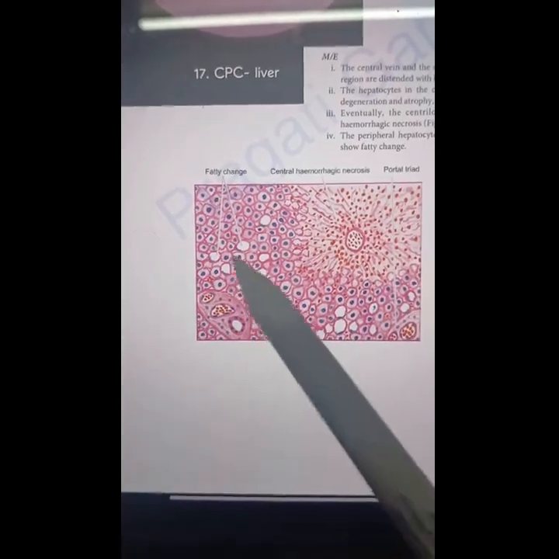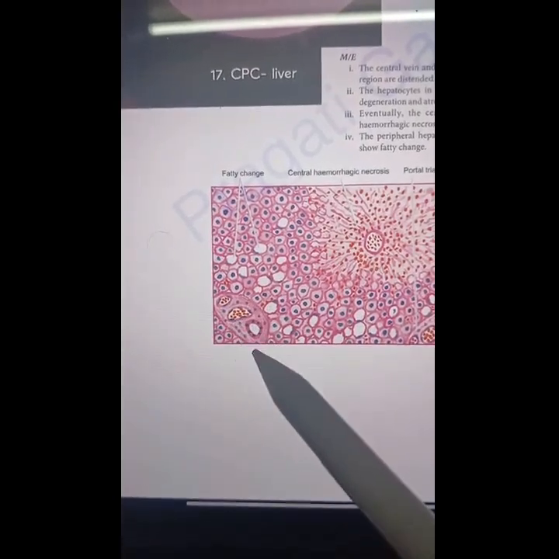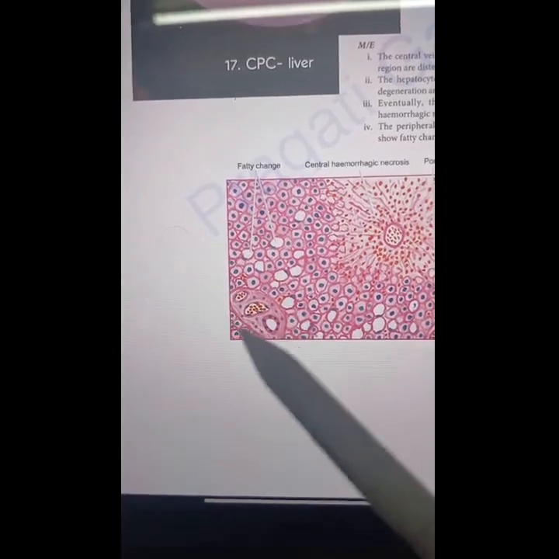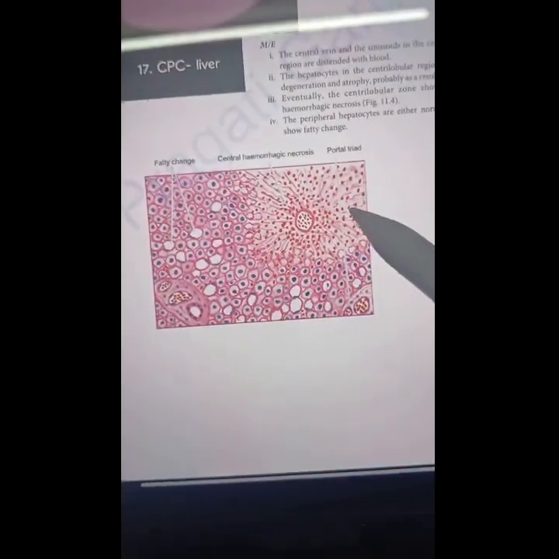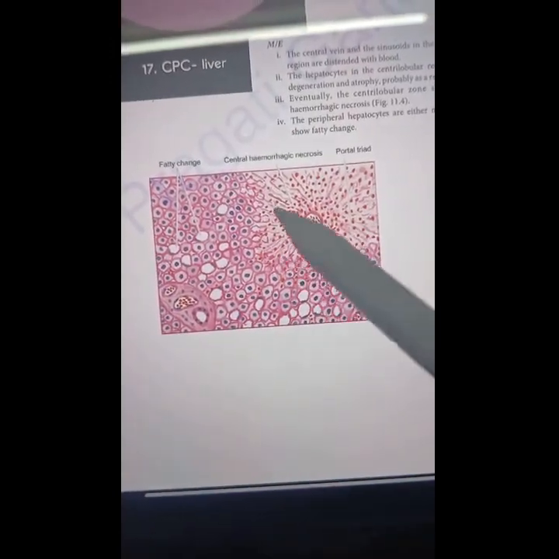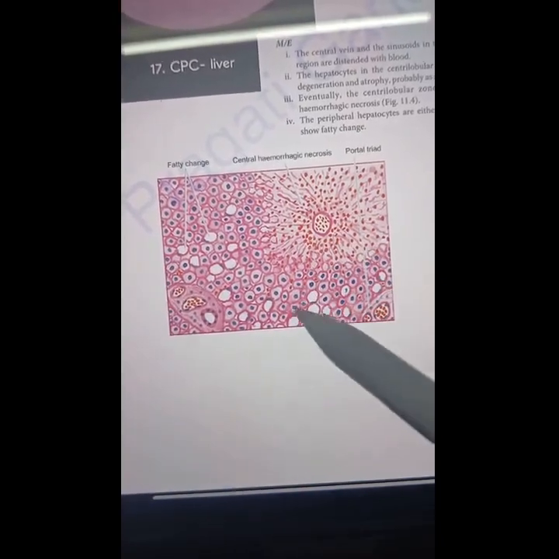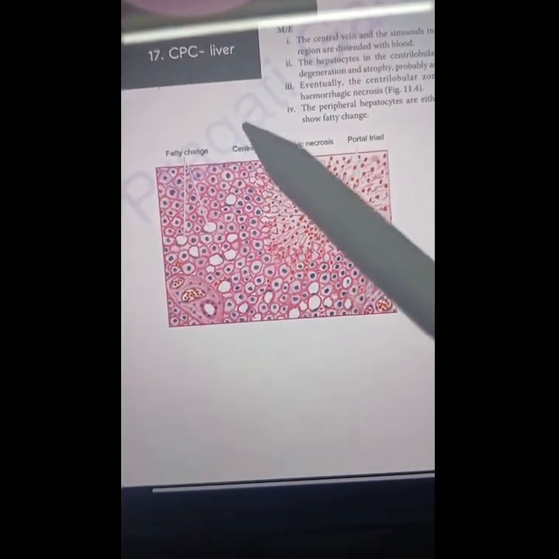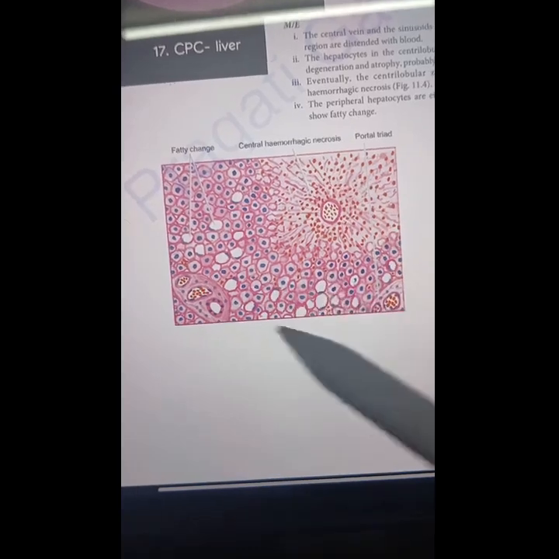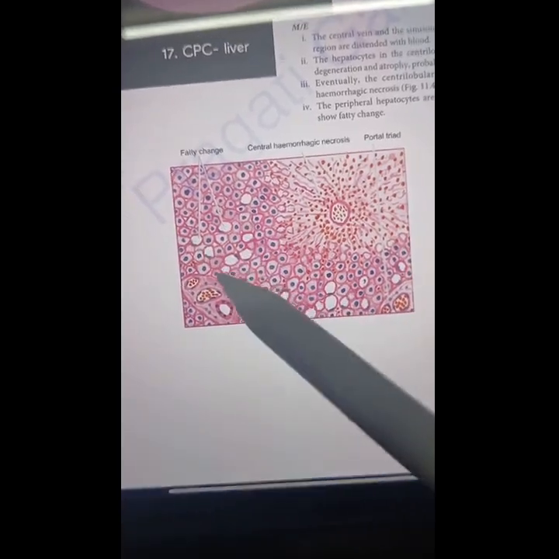So in this diagram you can see this is basically the portal triad, which consists of the bile duct, the portal vein and the hepatic artery. This is the central lobular region where central hemorrhagic necrosis has occurred. There is degeneration of the hepatocytes, loss of the hepatocytic architecture. But in the periphery the hepatocytes are normal in architecture, and those hepatocytes also show a fatty change which can be observed over here.